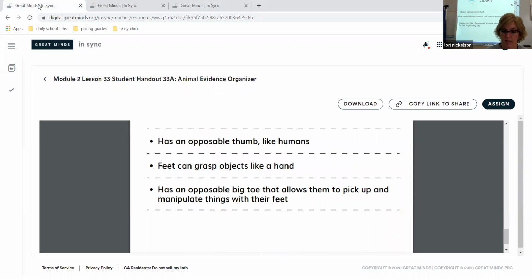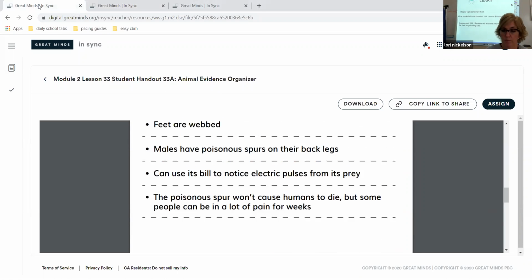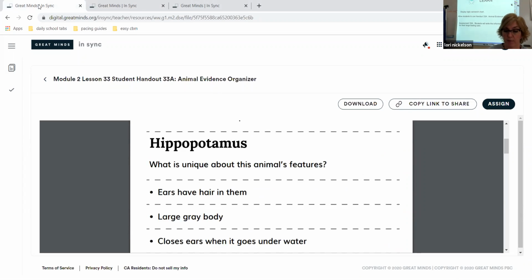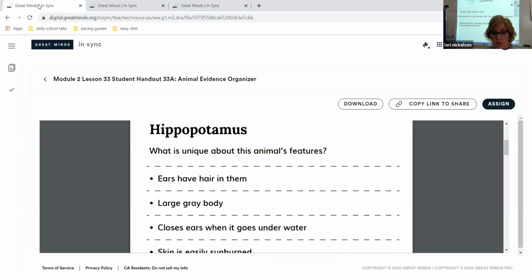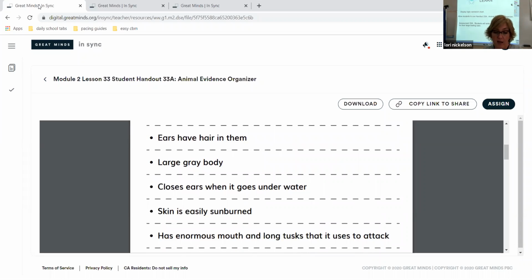And it looks like this. Remember, it talks about the hippopotamus, or it talks about the platypus, or it talks about the chimpanzee. So you're going to use this organizer to help you write your informative paragraph for your trading card. All right. So if you chose a hippopotamus, remember, you have to have 2 of these details from this page for your facts and detail part.